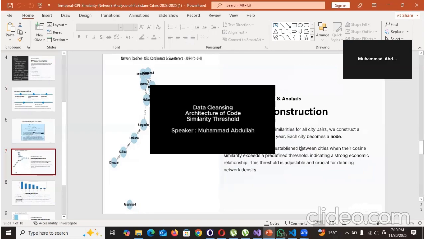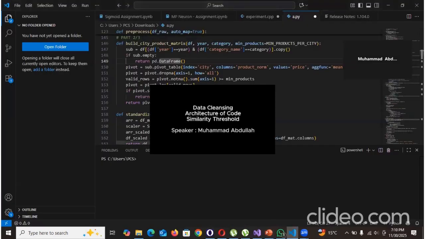Our Python code is designed in a modular way. We separated components for loading and cleaning data, computing the similarity matrix, building weighted and unweighted graphs, calculating centrality scores, and generating visualizations like heat maps and network plots. We also created a menu that allows the user to choose categories, years, and thresholds. This structure makes the code more scalable and easy to understand.